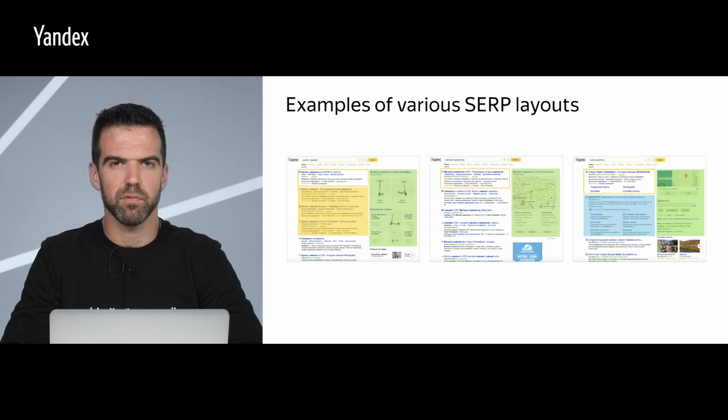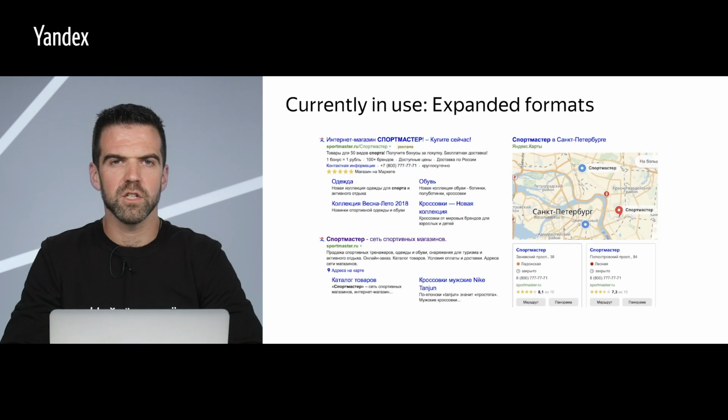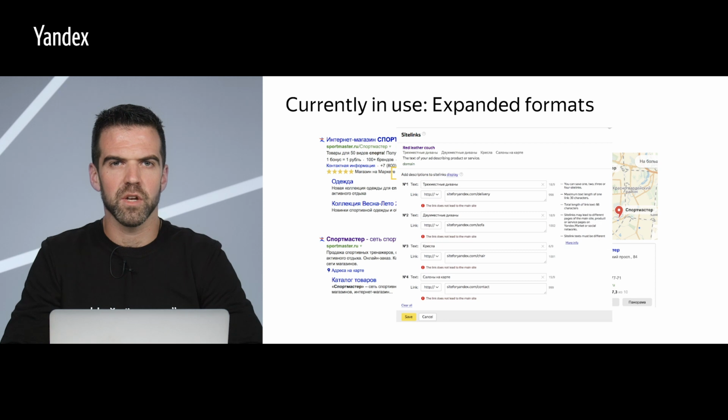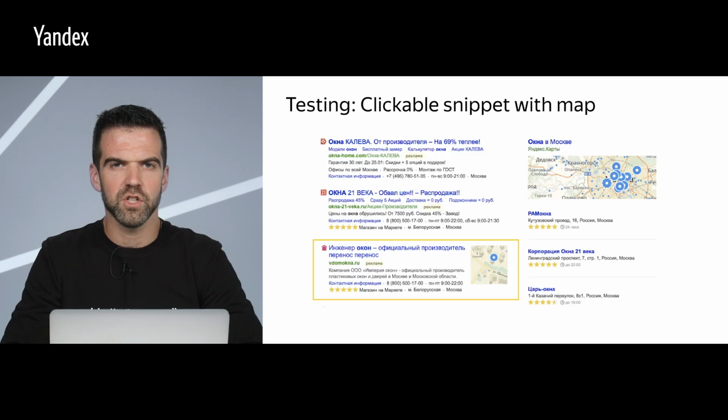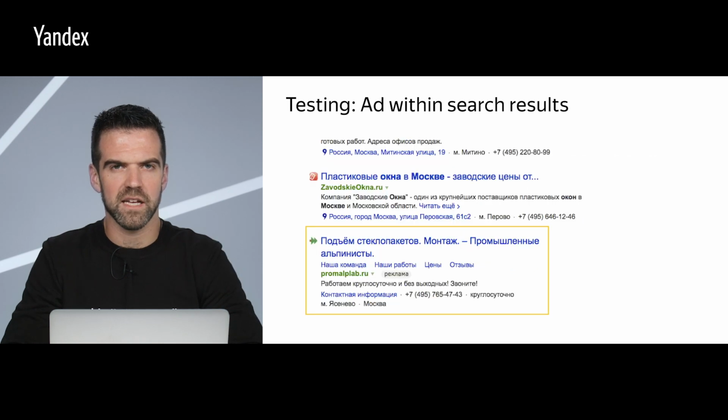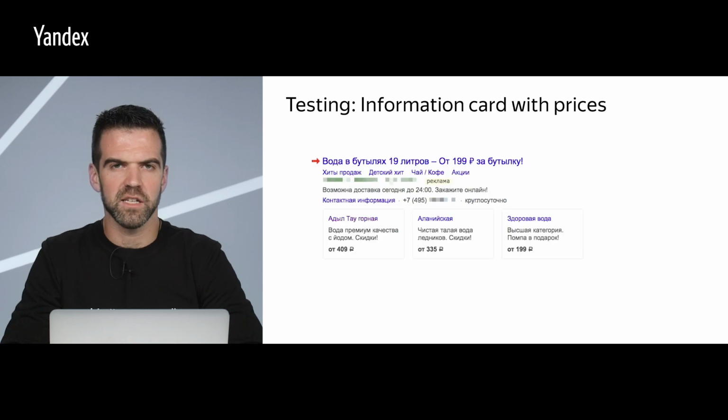Let's look at some of the SERP layouts currently available. One SERP layout already in use is expanded formats. Remember that you can add descriptions for your site links when editing your ads. One SERP layout that we are currently testing includes a map showing locations of the advertiser's branches or office. Another layout places ads in the middle of the organic search results. And yet another displays information cards with actual product prices.